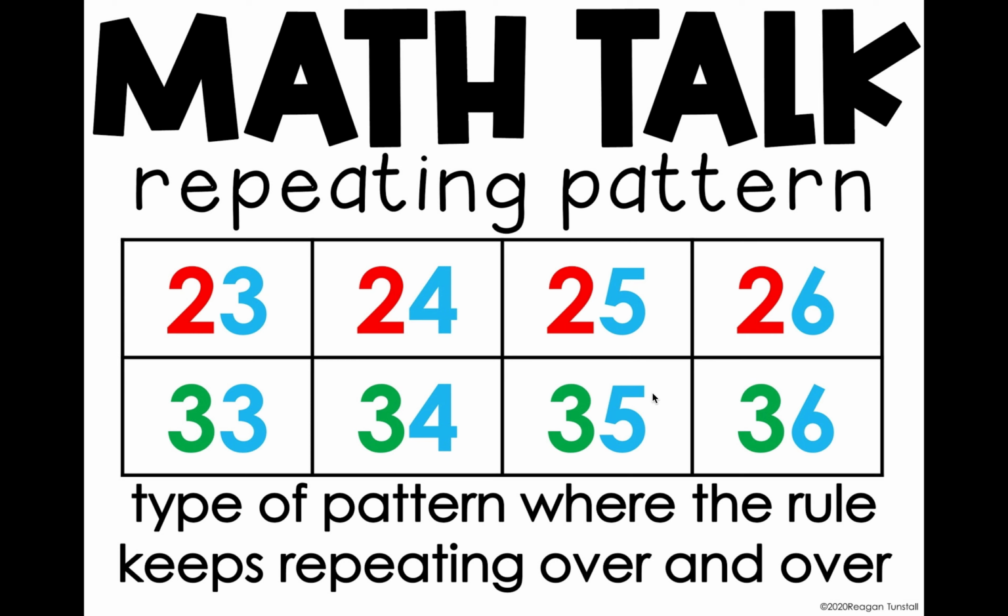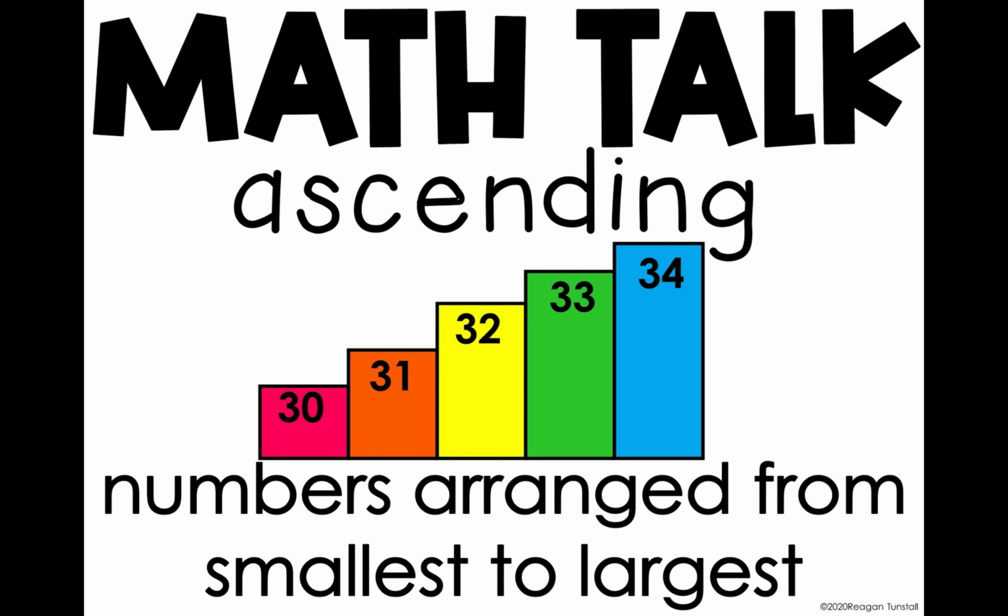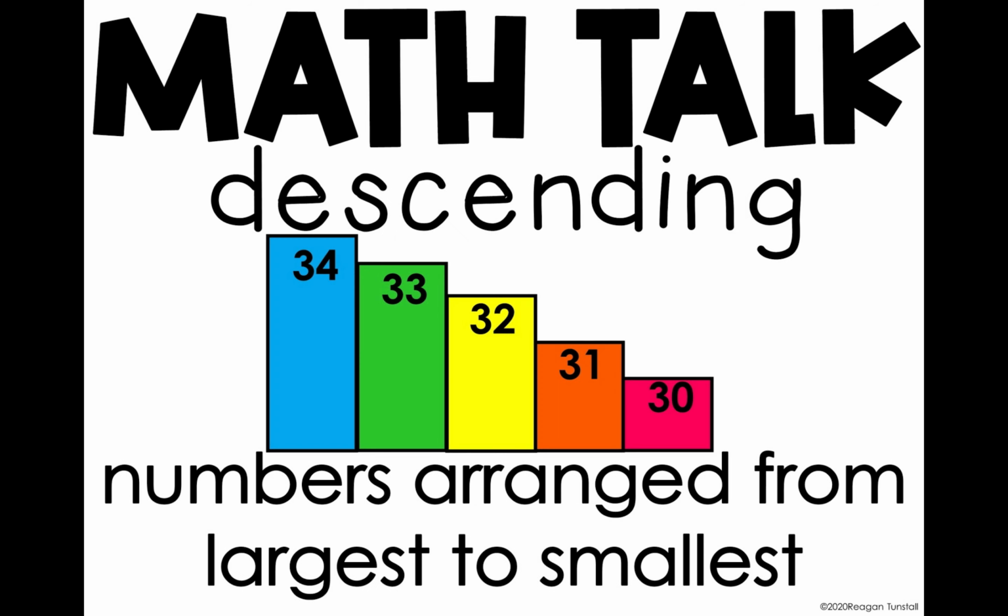Just like the number line, you know what's coming next because you guys know the pattern. It goes up by ones. 23, 24, 25, 26. And it just keeps going up. You might hear this word in math, ascending. That's from smallest to largest. Or descending. Largest to smallest.